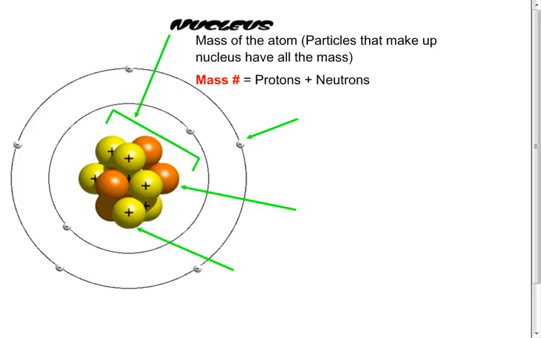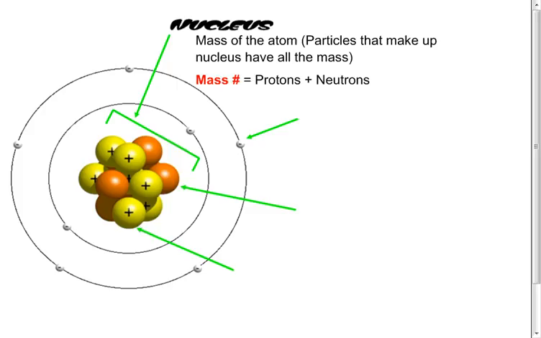And that's the key. This is the mass of the atom and only the mass of the atom. We've talked about how the rest of the atom is empty space. That means that only the center has mass. So it's the mass of the atom. The particles that make up the nucleus have all the mass.